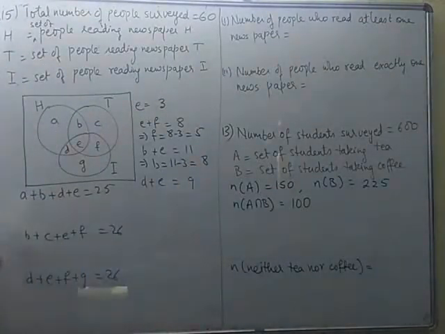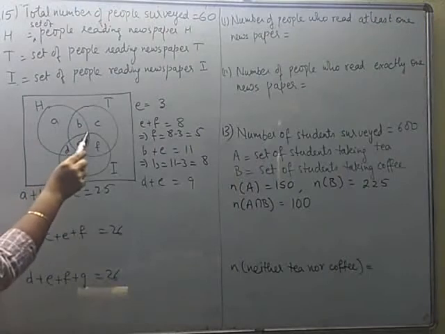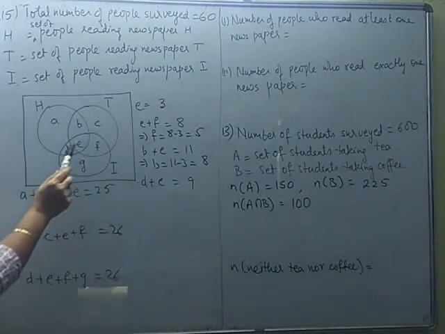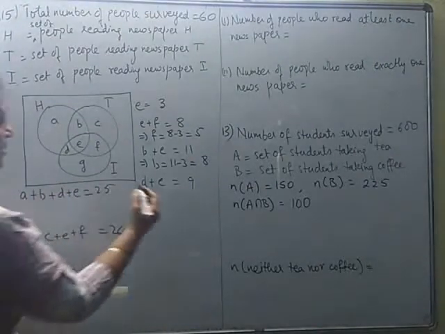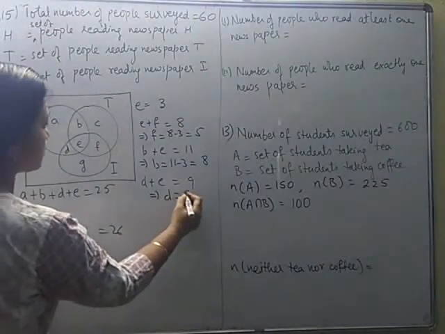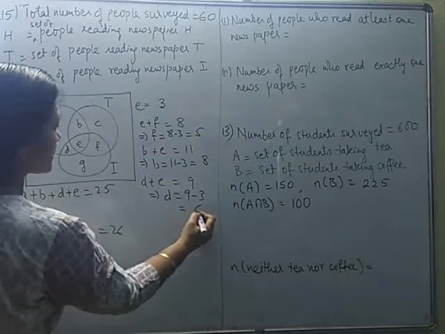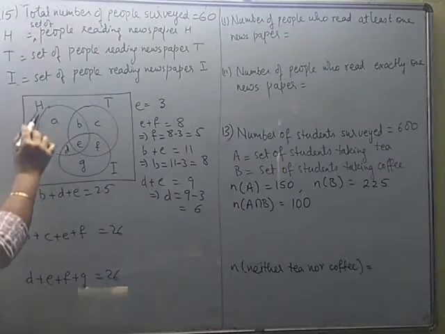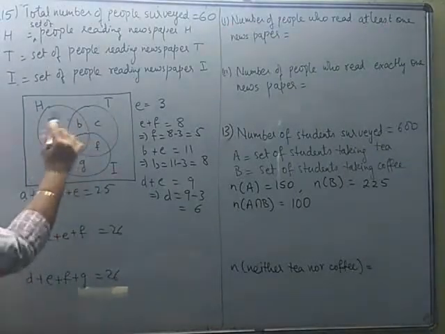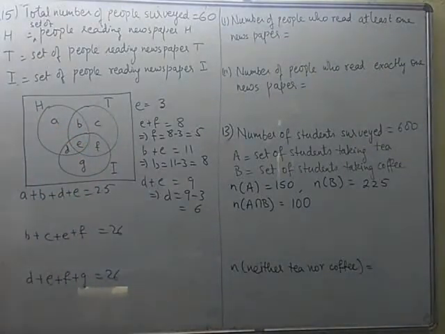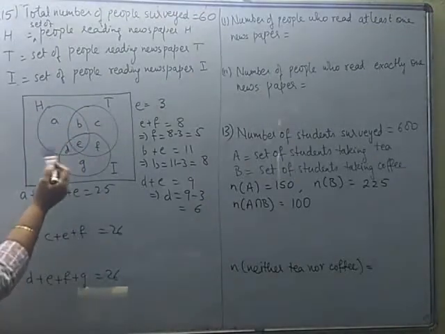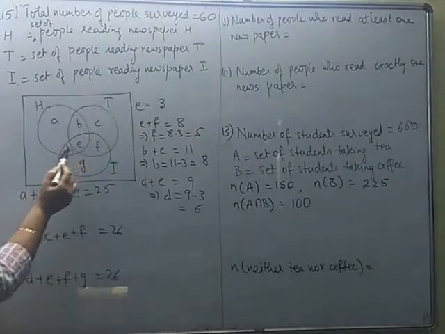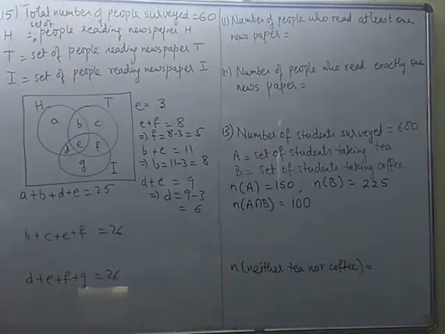Then we were given the number of people reading both the newspapers H and I, that means the intersection of H and I. That is denoted by D plus E. So this implies D is equal to 9 minus 3, which comes out to be 6. Then the total number of people reading newspaper H, the entire set H, was 25. And if we look at the labeling here, that 25 comes by adding A, B, E and D. So the sum of these is 25.